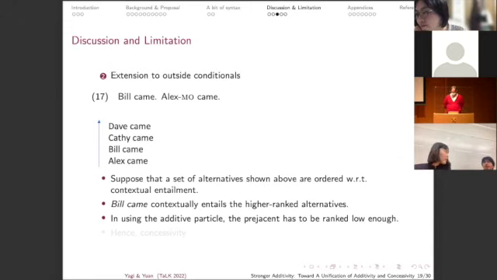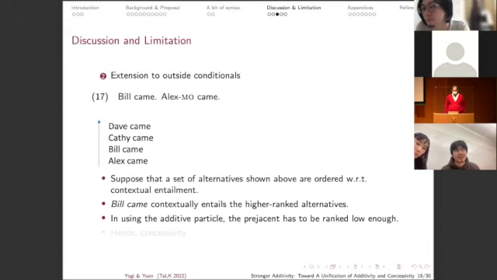If we are understanding your question correctly, you're saying that we shouldn't commit to the actual propositions. You can commit to the scale, but it might not be safe to commit to the actual propositions like Dave came or Kathy came. Yeah, actually, I totally agree. First of all, contextual entailment so far means nothing, because we haven't defined it.